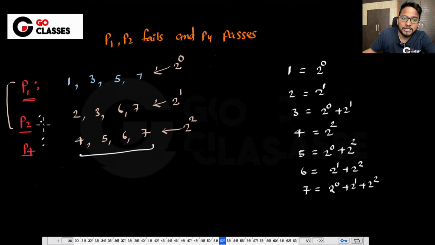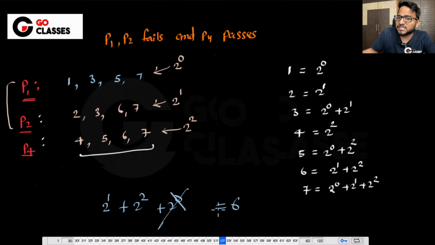So you can basically find out the answer just by adding. See, if I say that 2 and 4 are having error, which means it must be having 2 power 1, it must be having 2 power 2 in its expansion, and it must not be having 2 power 0. It means you can just add this 2 and 4, which means 6 is the answer. So that's how this mathematics is working.